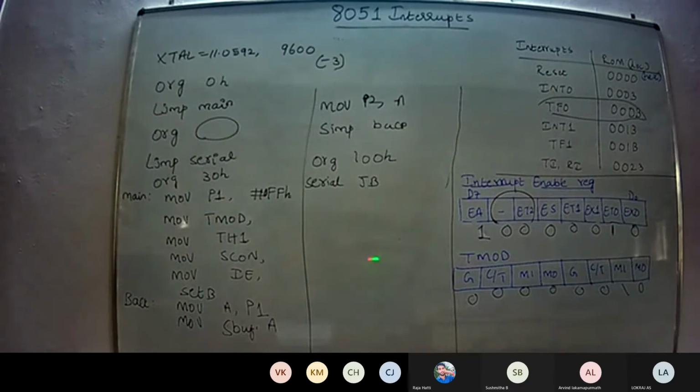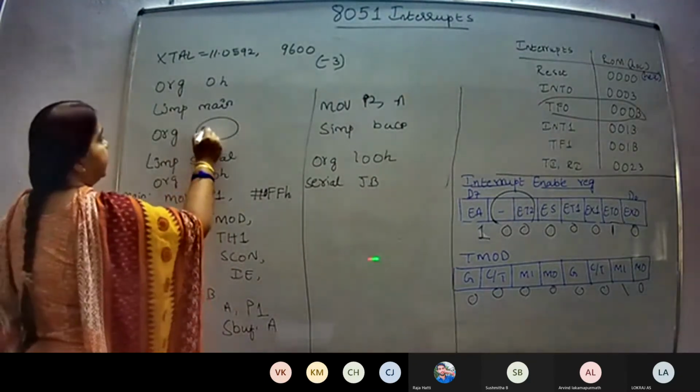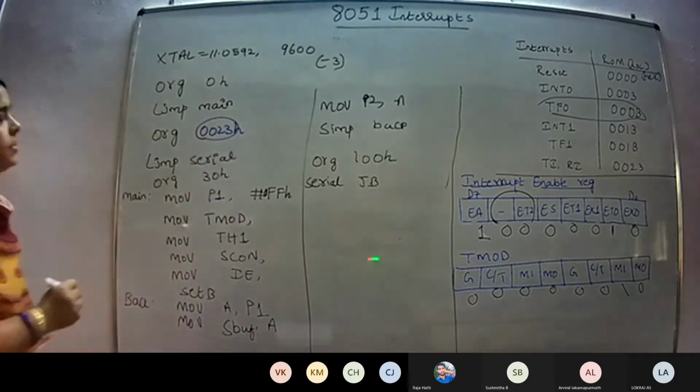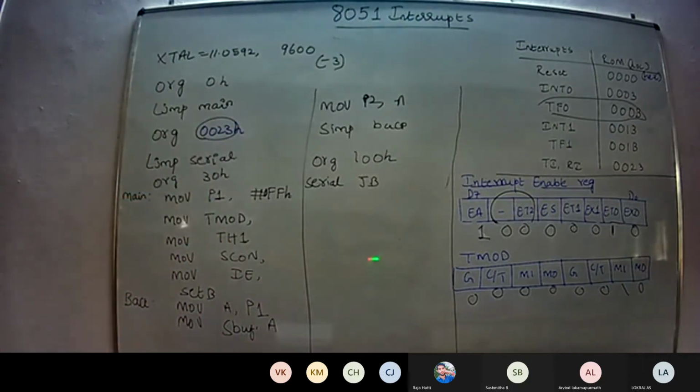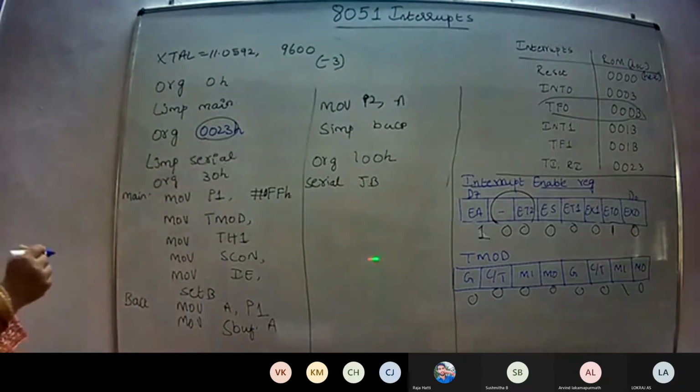Serial communication. What is the address? What is the ROM location for serial communication? The ROM location for serial communication is 0023H. Okay, this is the value for serial communication. For timer 0, what did we write? We wrote 000B. Same like that, you have to write for 0023H.